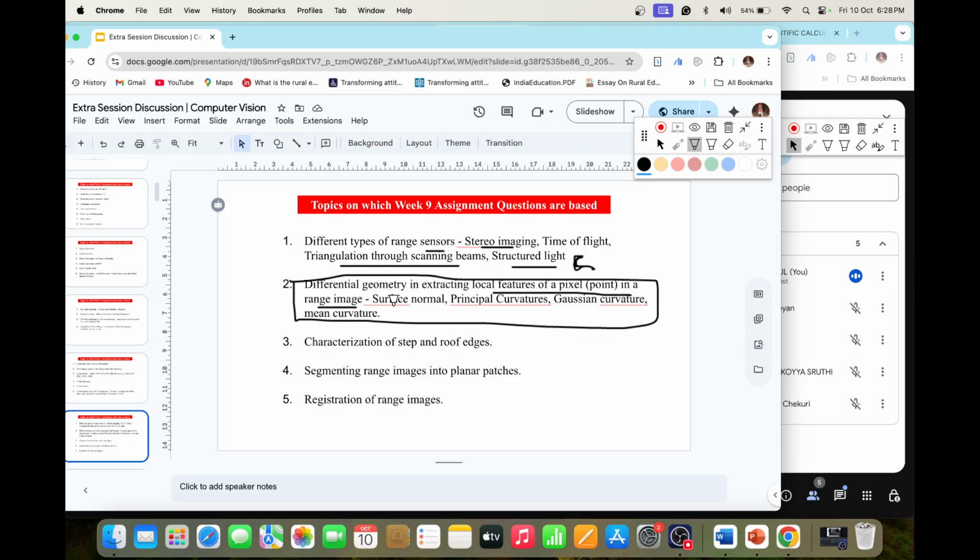That is very important, like getting the surface normal, principal curvature, Gaussian curvature, and mean curvature. Everything has some formula, so please go through this concept. This is very important from your numerical point of view. I request you, please go through this concept: differential geometry, local feature of a picture point, everything.